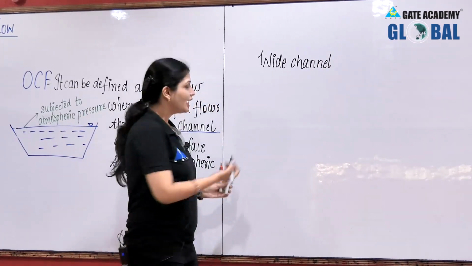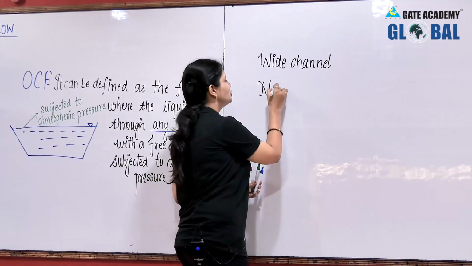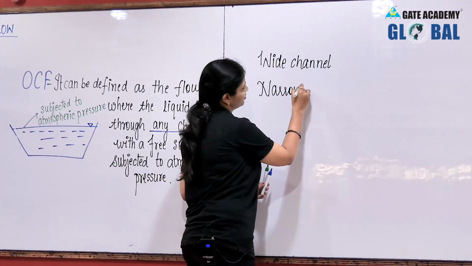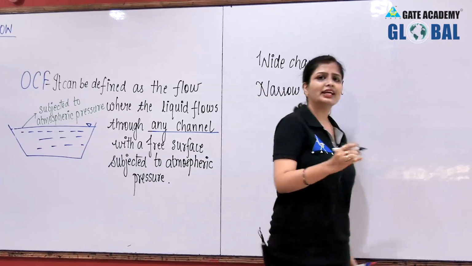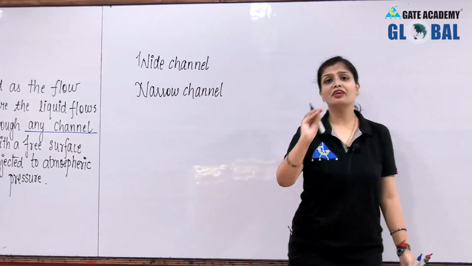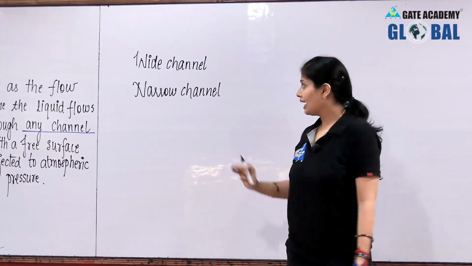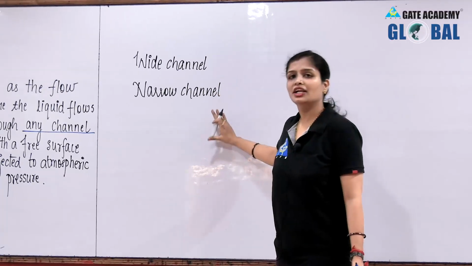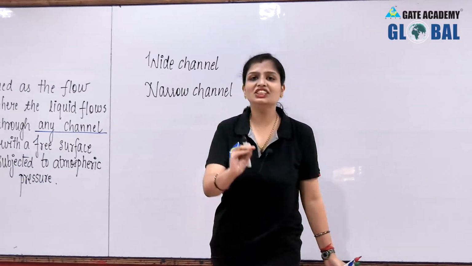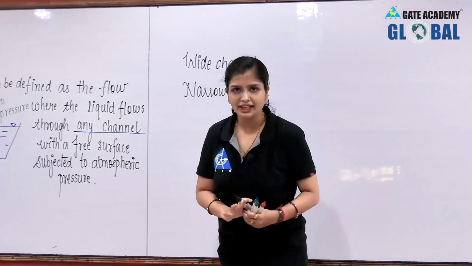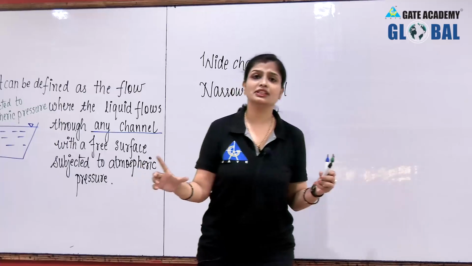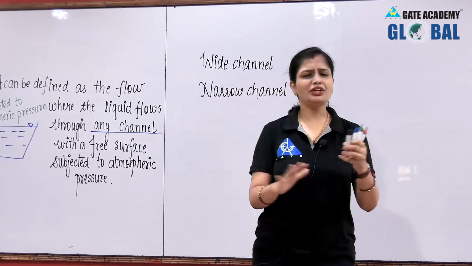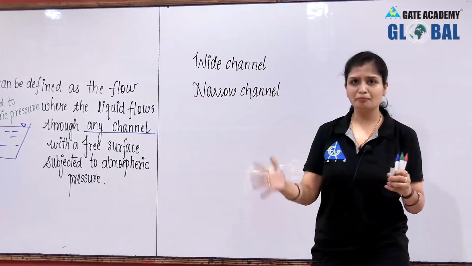Or can I apply this concept for narrow channel? Similarly, there can be n number of channels. I can name a few of them for you now. Like, as I told you, wide channel, narrow channel, a drainage channel having concrete lining, or a channel which is having a lot of turbulence. Turbulence means the water is flowing in a haphazard manner.